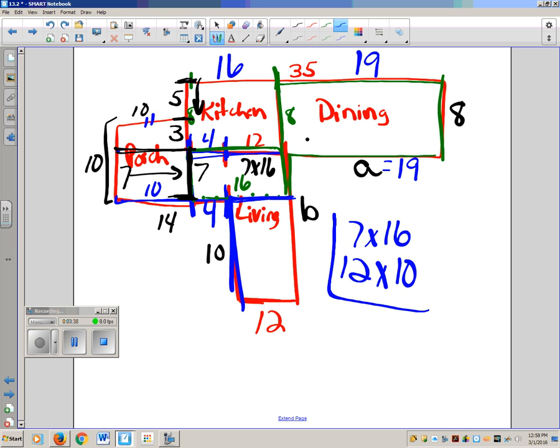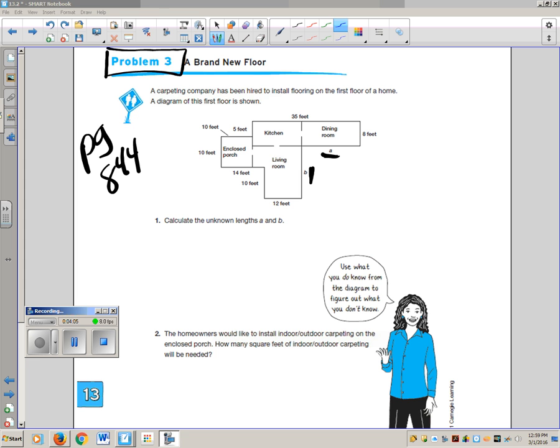If I add these together, 12 times 10 is 120. 7 times 16 is 112. This is going to be for the living room. Just remember that. So the answer for B is 10 plus 7. So B has to be 17. Still with me? All right.